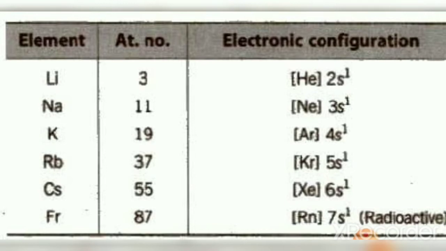Similarly, in the case of sodium, the electronic configuration is written as 1s2, 2s2, 2p6, 3s1. The nearest noble gas in this case is neon. Therefore, the electronic configuration of sodium is written as neon configuration 3s1. Therefore, in group 1 elements, we find that the valence electron is in the s orbital. Therefore, group 1 elements belong to s block.